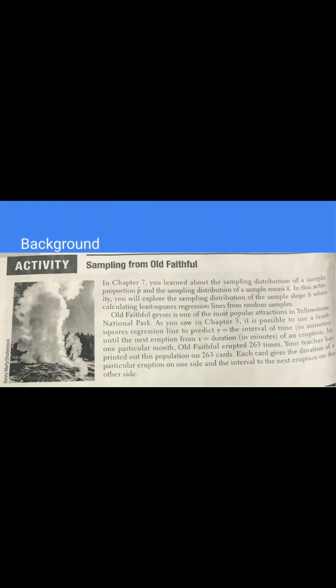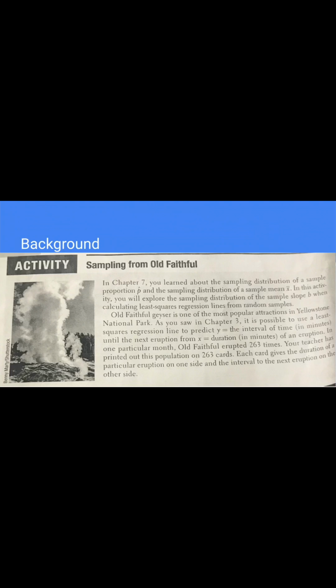Here's some background on the activity, which states that in Chapter 7 you learned about the sampling distribution of a sample proportion p-hat and the sampling distribution of a sample mean x-bar. In this activity, you will explore the sampling distribution of the sample slope b when calculating least squares regression lines from random variables.